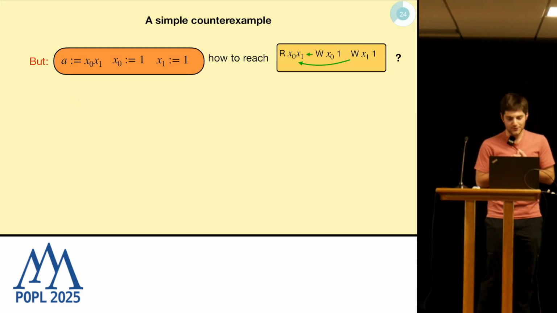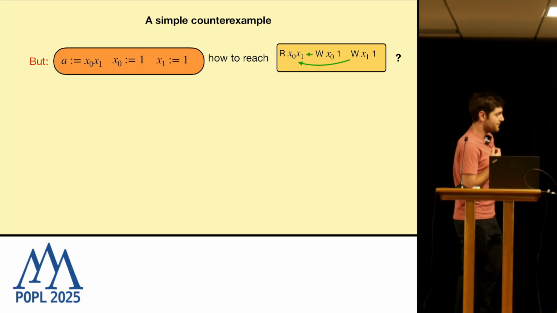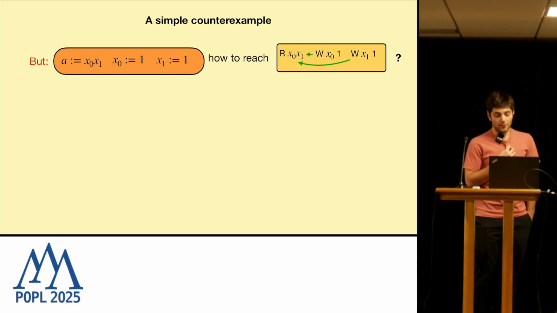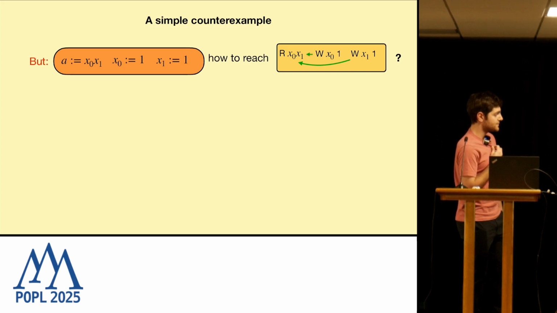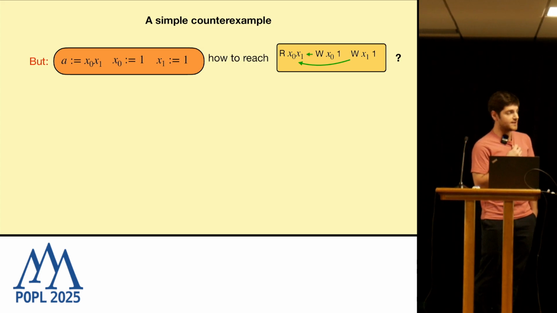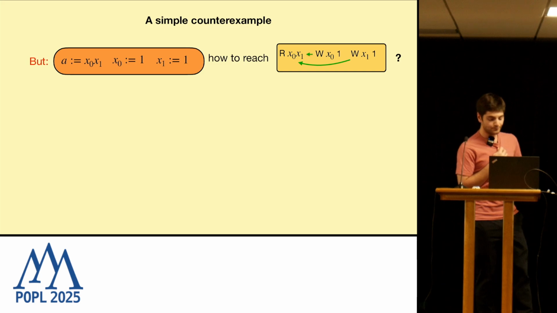Fine, but this is not so simple, unfortunately. And you can see this with a very simple example. Three threads. The first thread is reading both bytes of variable x. The second thread is writing 1 to the first byte. The third thread is writing 1 to the second byte. And the question is how to reach the execution where the read reads 1 for both.